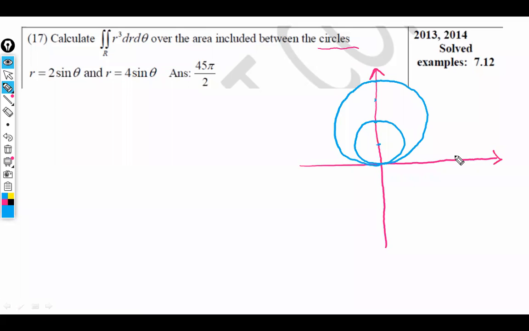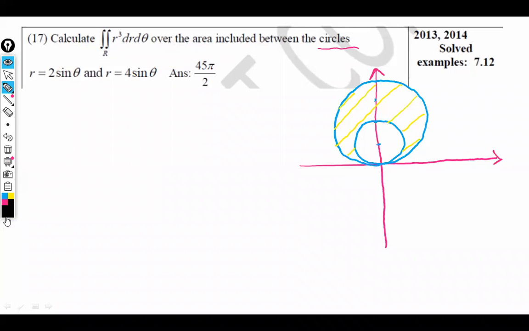So the region is in between them. It is already given that the region is in between the circles. So we should highlight this region. This is the region of integration. In this region of integration, 169, how to get the limits of r and theta? What is the way?